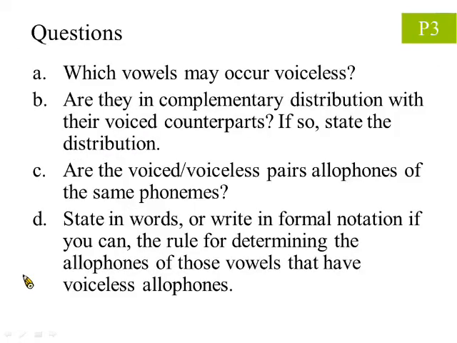Here are the questions. Question A asks you, of the 5 vowels in Japanese, a, i, u, e, o, which vowels may occur voiceless? Question B asks you, are these voiceless vowels in complementary distribution with their voiced counterpart? And if they are, to state the distribution.